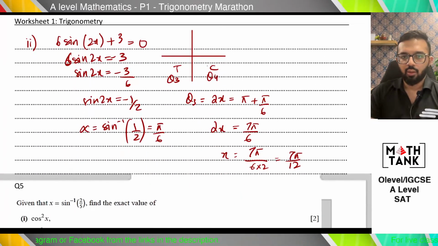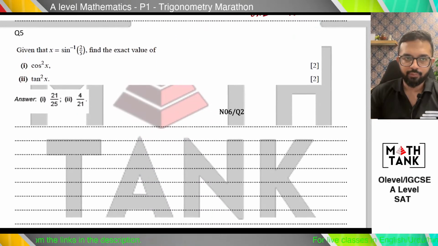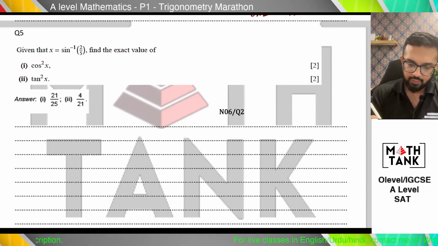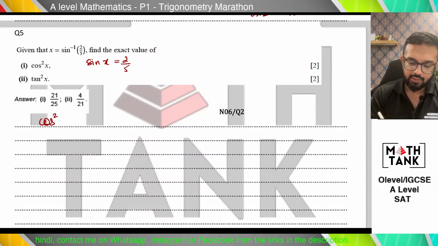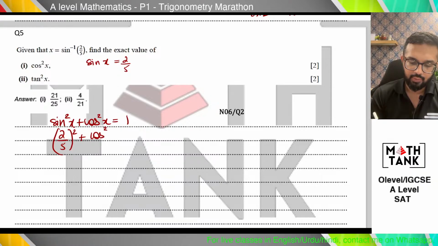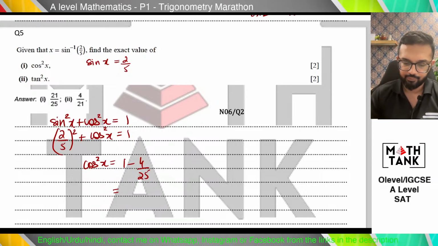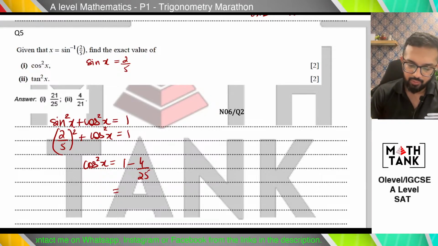Okay, then moving on. We've done questions like these before, so find the exact value of this. What I can do is move sine x to the other side and say that I have 2 over 5. Then in order to get cos square x, that's simple. I can say that sine square x plus cos square x equals 1. So 2 over 5 squared plus cos square x equals 1. So cos square x equals 1 minus 4 over 25. That's 21 over 25.